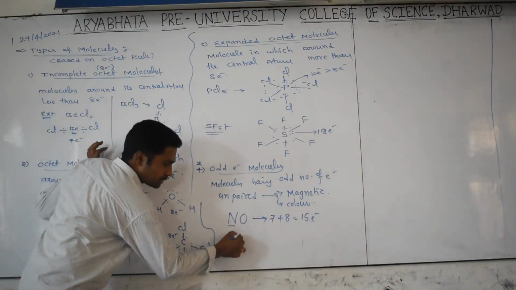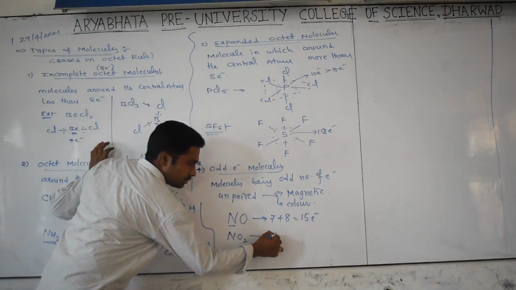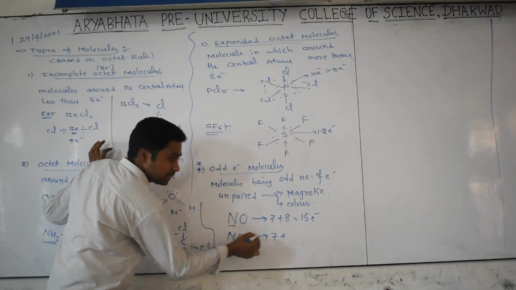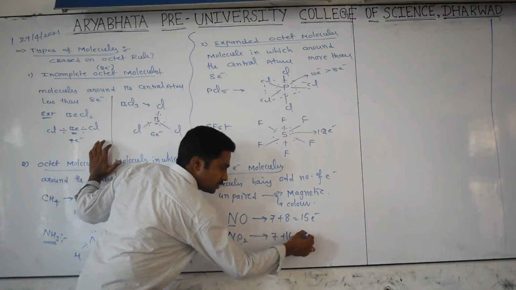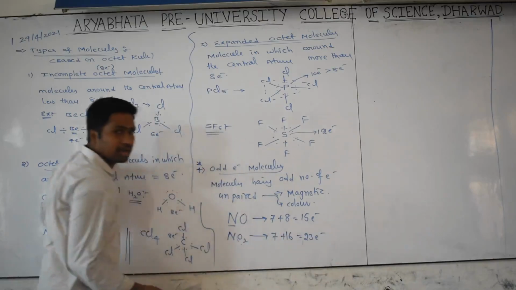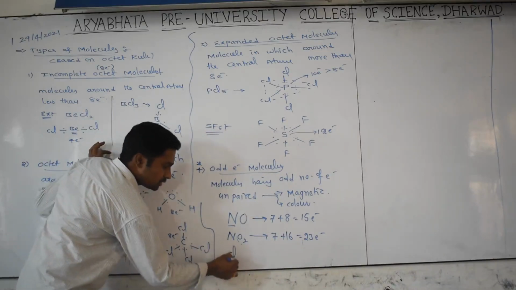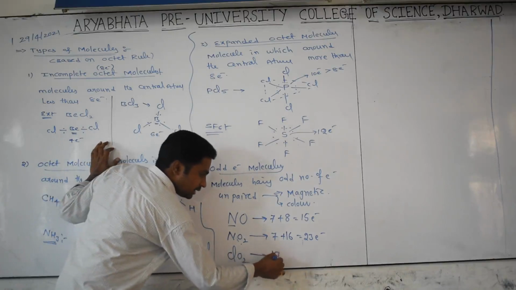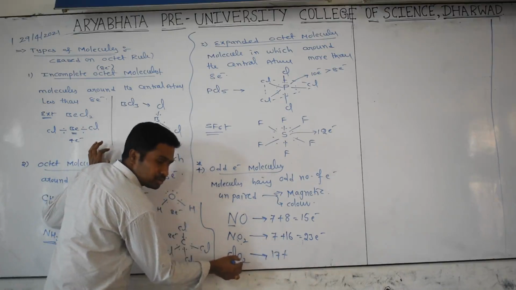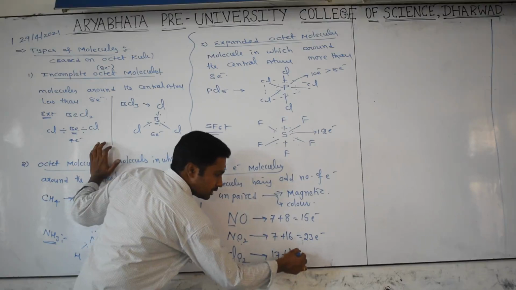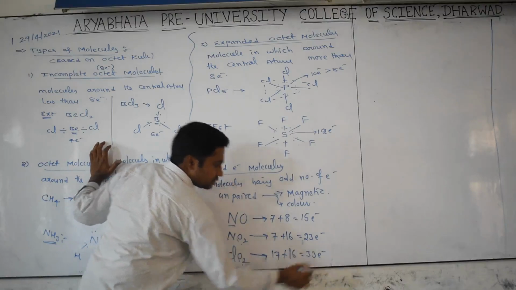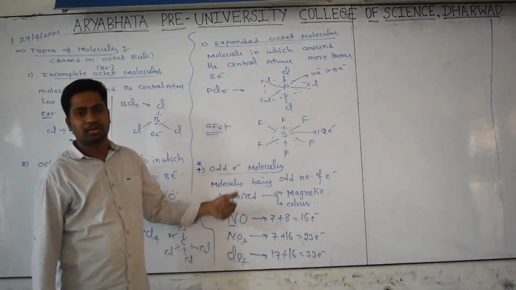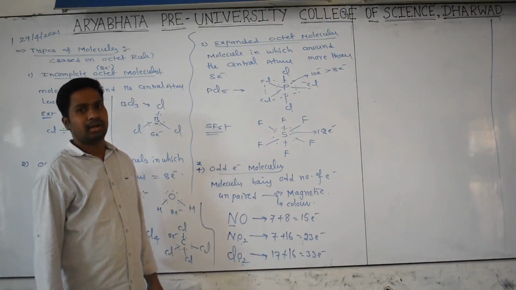I will take one more example. NO2 molecule: nitrogen 7 electrons, each oxygen 8 electrons, 2 8s are 16, together 23 electrons, which is also odd. And one more, ClO2, chlorine dioxide. Chlorine has 17 electrons, each oxygen 8, 2 8s are 16, together it becomes 33 electrons. So these all have odd numbers, that's why we call those molecules odd electron molecules.